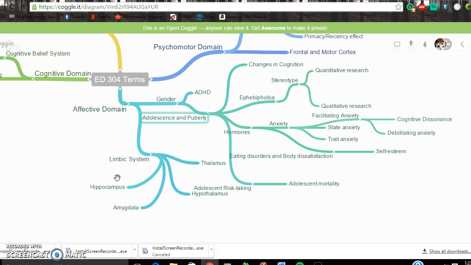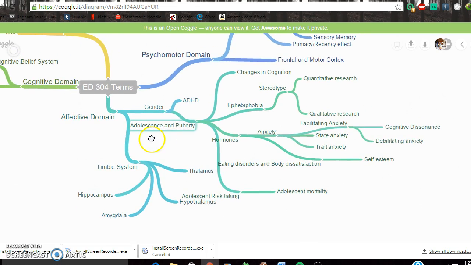The limbic system governs how we react emotionally and how we encode information based on emotion. And so with all these different parts of the limbic system, the thalamus, the hypothalamus, the amygdala, and the hippocampus, we remember things differently based on emotion. And these all govern those emotions and the hormones that come along with that.